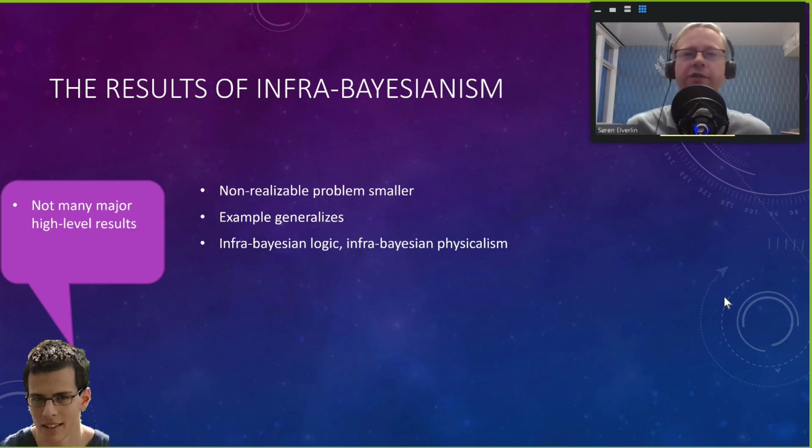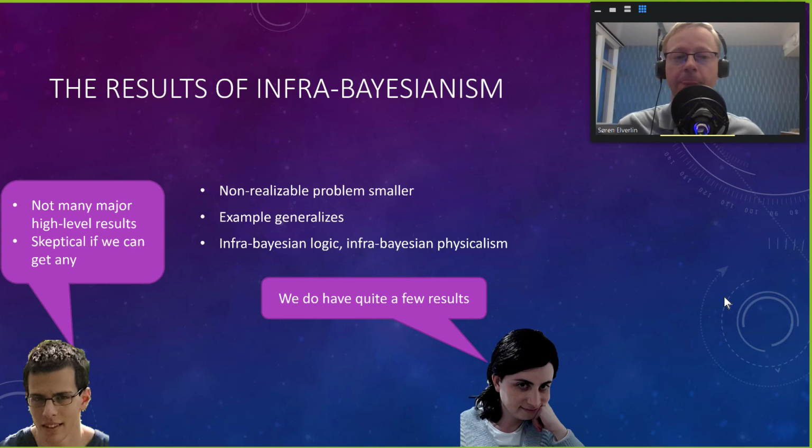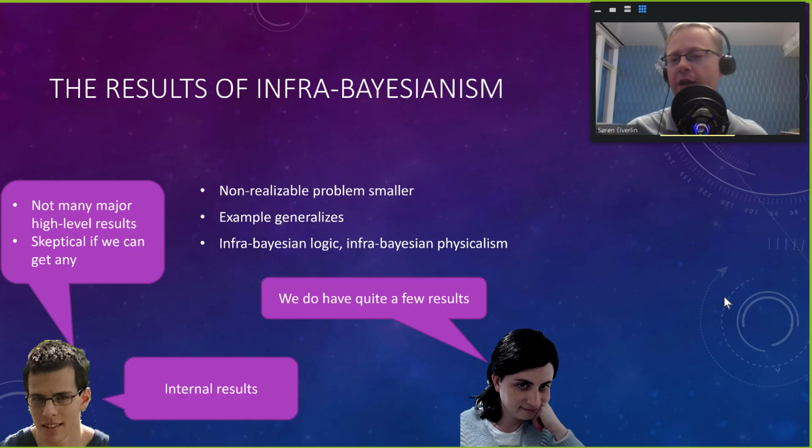David is skeptical of Infra Bayesianism, quite skeptical in fact, and claims that there are not that many high-level results and not that many others that we could translate into game theoretic results. And he is skeptical that we will get any particularly strong results. He's negative about the research agenda. Vanessa disagrees. Obviously, she says we have quite a few results, and there's some discussion about whether they are results internal to Infra Bayesianism, or which ones are actually relevant.